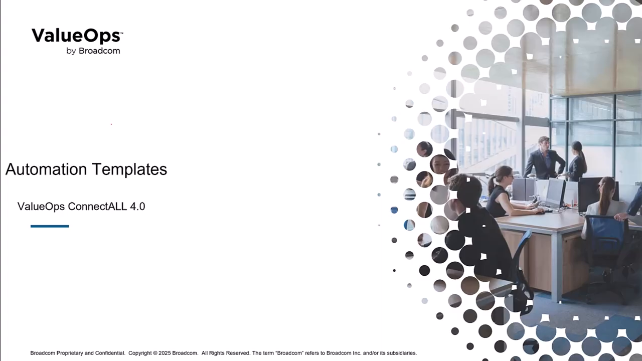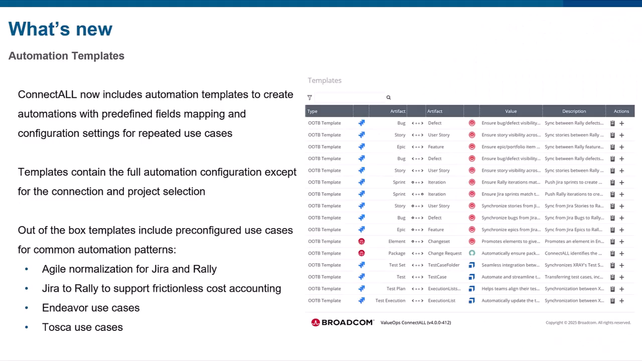Let's talk about automation templates. We now include automation templates to create automations that have predefined field mappings and configuration settings for repeated use cases. Templates contain the full automation configuration except for connection and project selection.